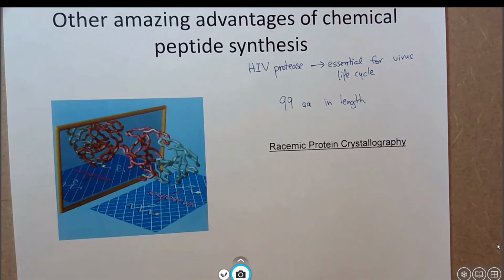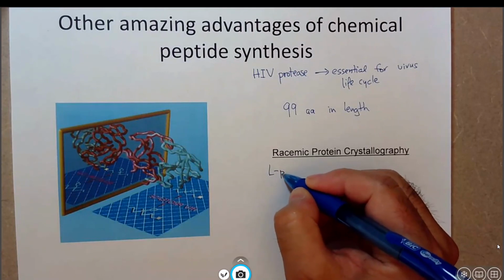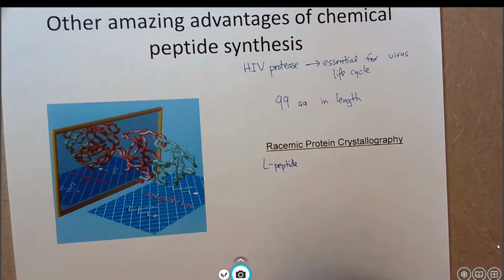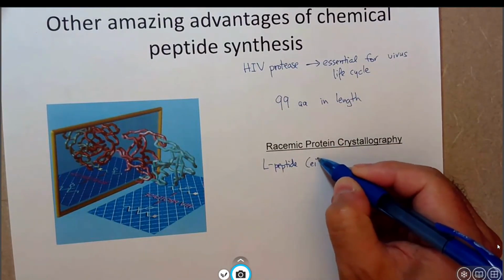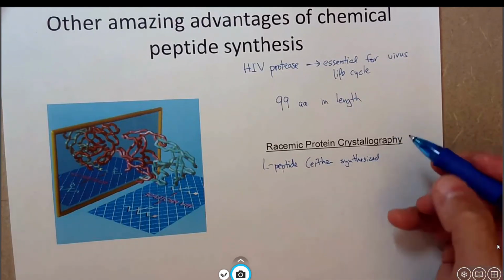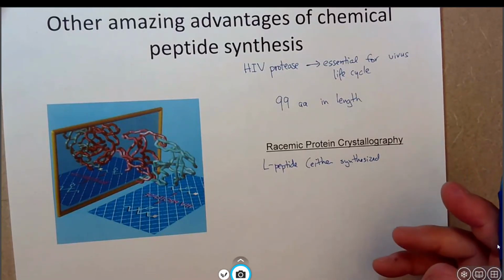Later on, there was a technique called racemic protein crystallography, which really allows proteins to crystallize when they are in the presence of their racemic form. People have done this with small molecules, and so researchers thought, well, what if we take the L peptide of this HIV protease, which you could make either chemically or by recombinant techniques, and incubate that with the D peptide, could we generate racemic protein structures?